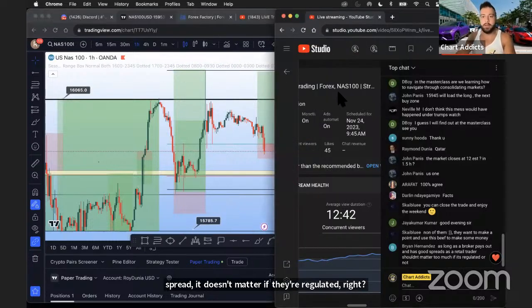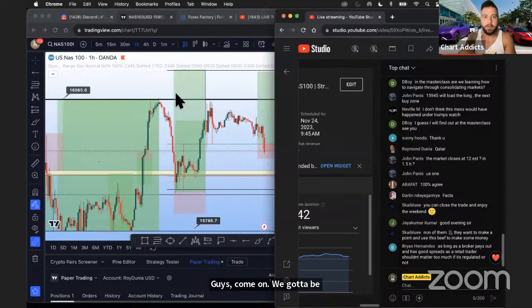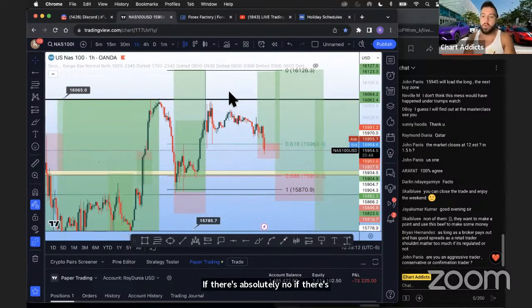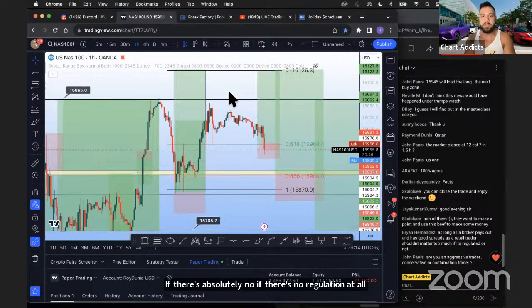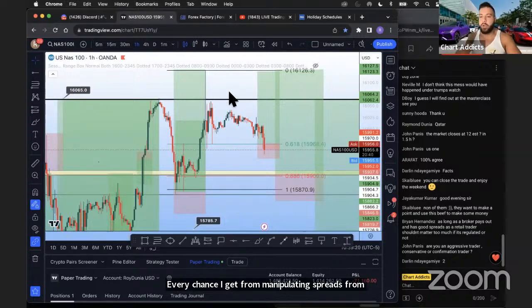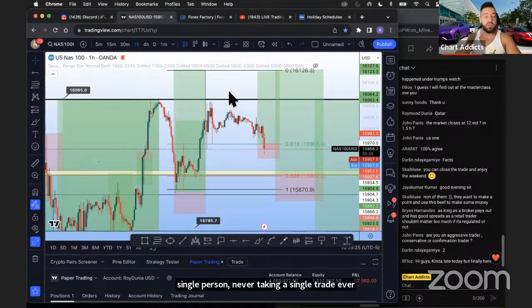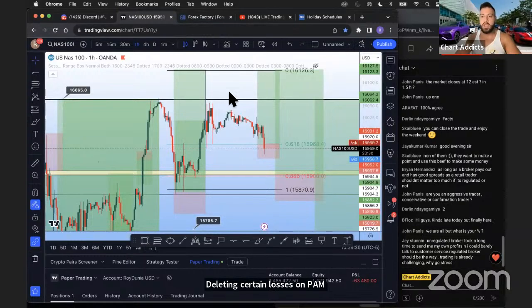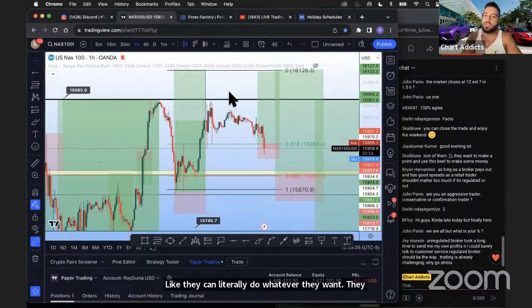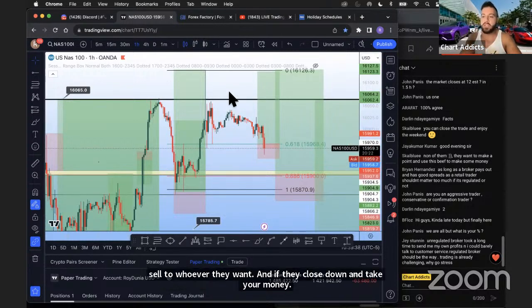Guys, come on. We got to be better than that. Of course it matters. Here's why. If there's no regulation at all, what's stopping me from robbing you every chance I get, from manipulating spreads, from manipulating trading conditions, from booking every single person, never taking a single trade ever, deleting certain losses on PAM accounts, messing with certain trading conditions around news? Like, they can literally do whatever they want. They can sell to whoever they want. And if they close down and take your money, there is nothing that you can do.